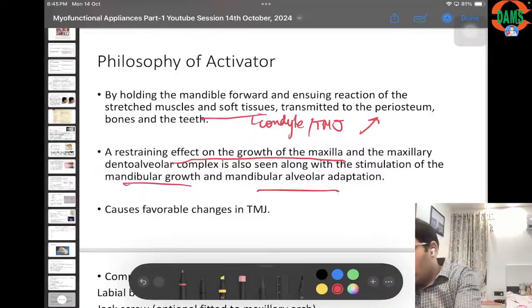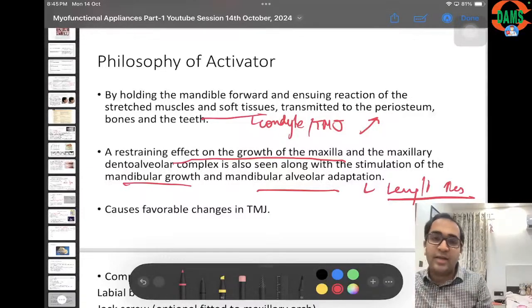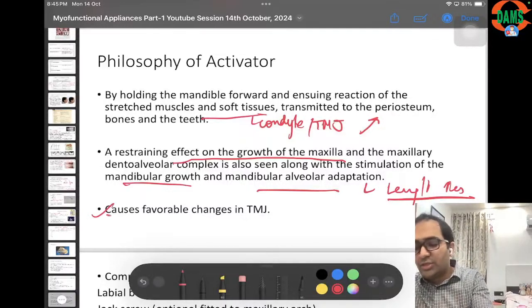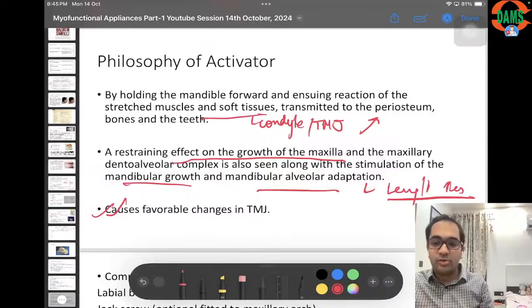Okay, तो इससे क्या होगा? The mandibular length will increase. Mandible length बढ़ेगी, class 2 correction हो जाए. It causes a favorable change in the temporomandibular joint.